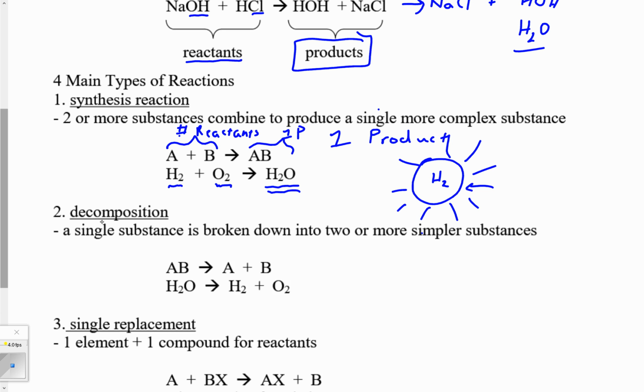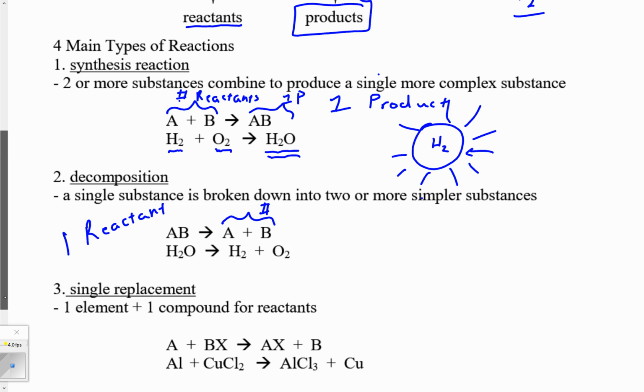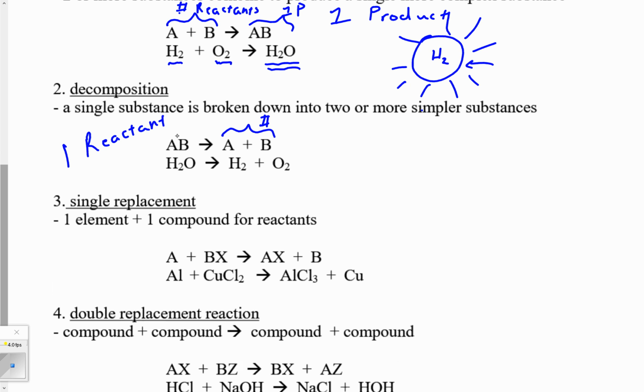So in the decomposition, what makes it what it is, there is only one reactant. And the same thing, there could be any number of products on the other side. But the catch is there's only one reactant. And essentially what you're doing is you're breaking the compound apart. You're decomposing it. So here you've got the water, and this is where you would get the hydrogen.